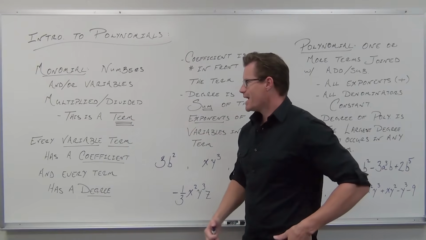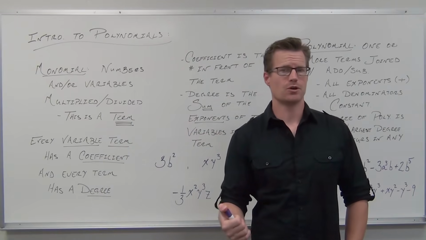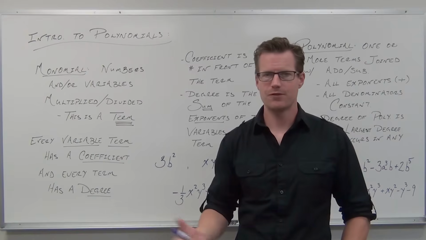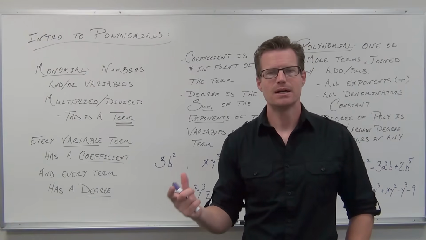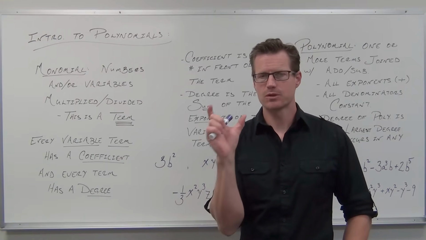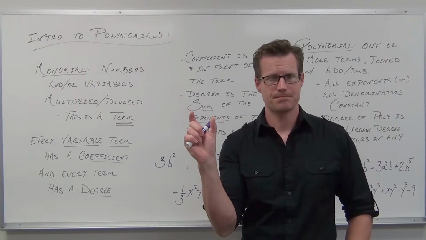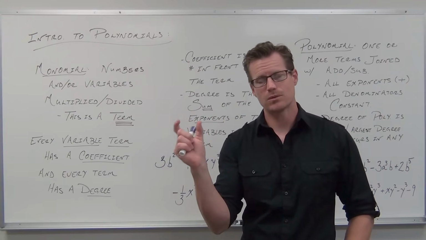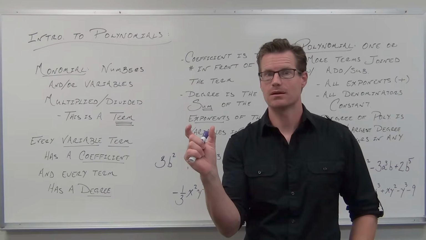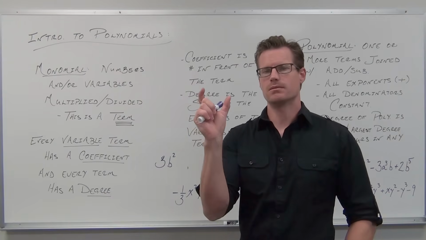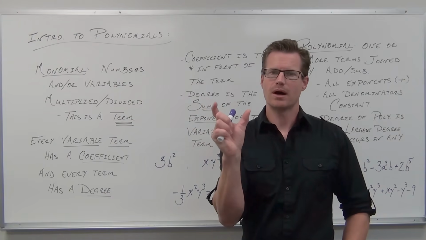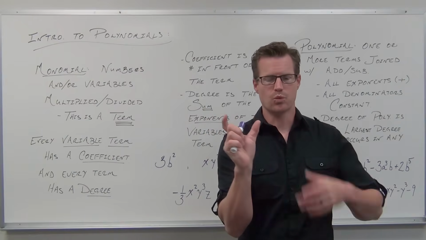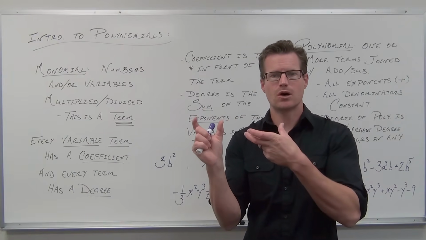That's a term. Every single variable term has this thing called a coefficient. That sounds really fancy, but here's what it means. In a variable term, you're going to have a number out front. If you don't have a number out front, we'll talk about what the coefficient is there. That number out front of a variable term, right in front of your variable, is called a coefficient.